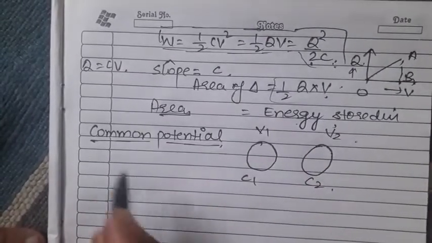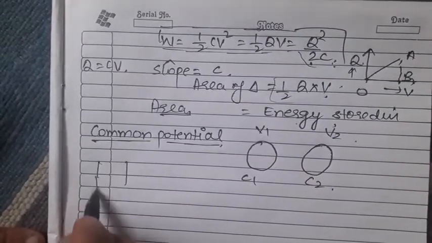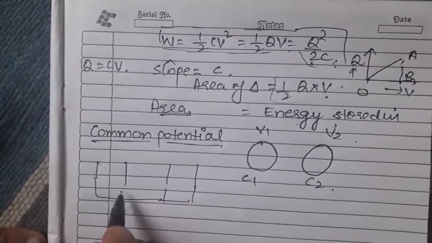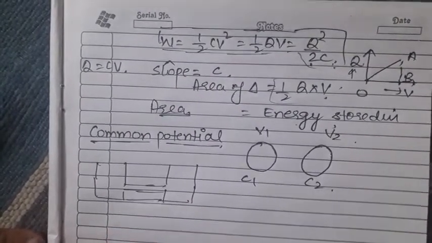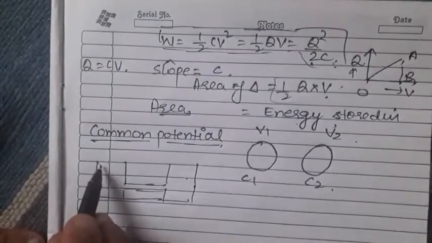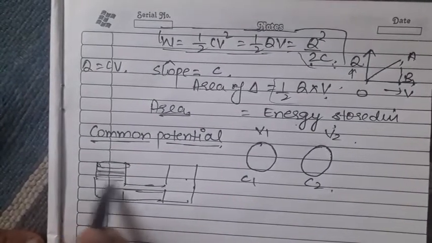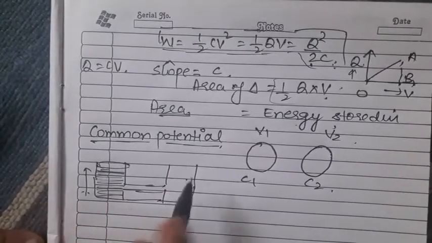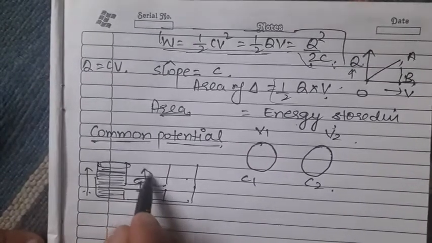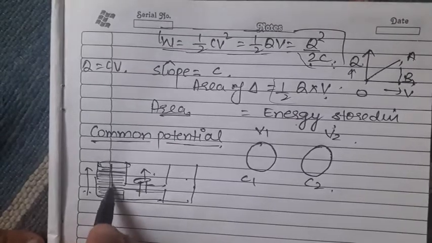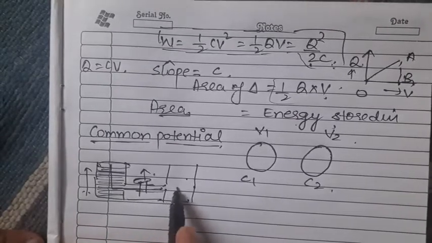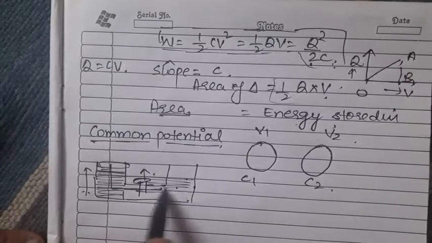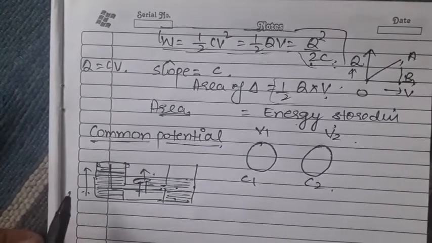Before this I discuss another very simple concept of 9th class, that there are two beakers. These two beakers are connected by a pipe. This beaker is empty, but this beaker I filled with water, full height. What will happen? There is a tap. If I open that tap, the water will flow from this side to this side. Up to what extent? Till both attain the same height.